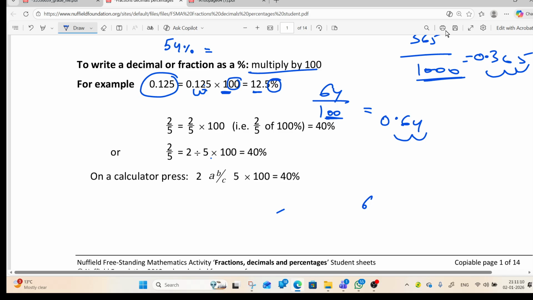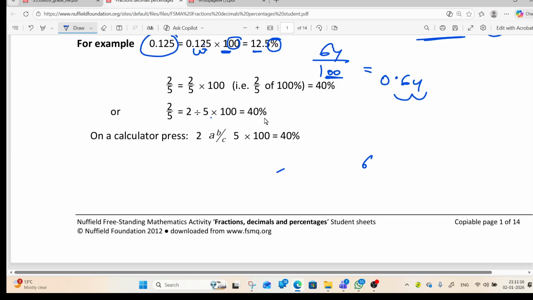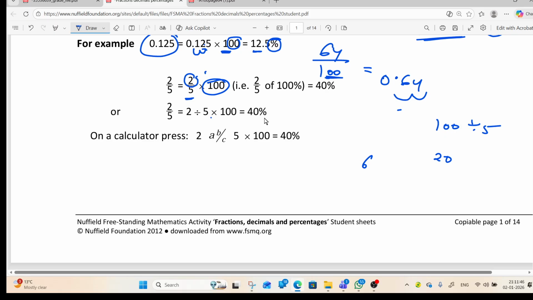So that's how we convert a decimal into percentage by multiplying it by 100. Similarly, if you have a fraction like 2/5, to convert it into percentage, you need to multiply it by 100. So 2/5, if you times it by 100, you can divide 100 by 5 because in the denominator you have 5, right? If you divide 100 by 5, you get 20. Then because there you have 2, so 2 times 20 is 40. So you got 40%.